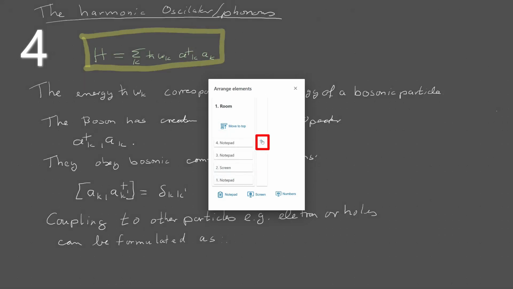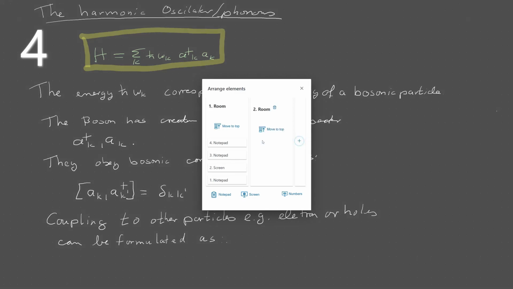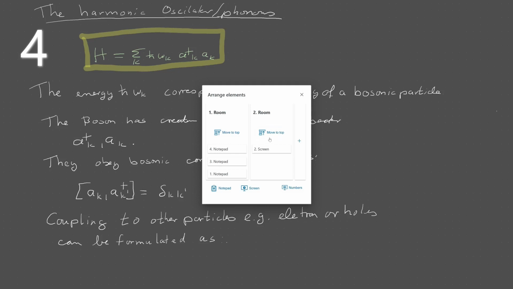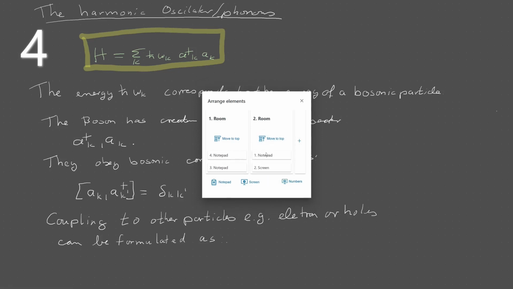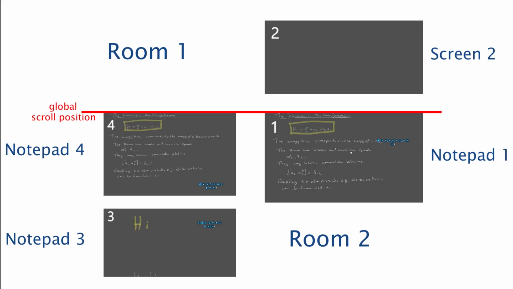If the lecture should be broadcasted to another lecture room, you can add another room by pressing the plus icon. Again, notepads and screens can be moved to the other room by pressing the Move to Top button and selecting the item to move. Now, two notepads are in one room, and a notepad and a screen are in the other room. All rooms and the students' devices also share the global scroll position.